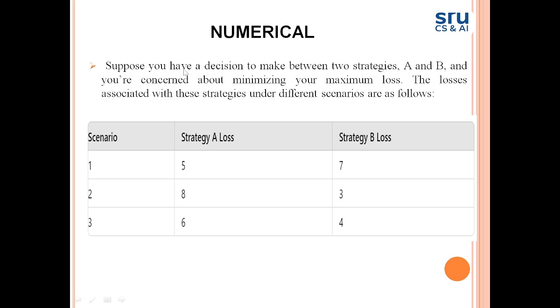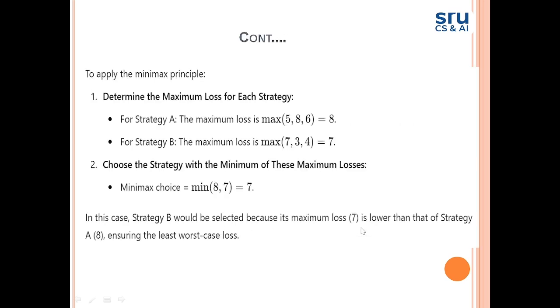Now here, suppose you have a decision to make between two strategies A and B, and you are concerned about minimizing your, say, maximum loss. The losses associated with these strategies under different scenarios are as follows. Scenario one, strategy A loss is given, and similarly strategy B loss is given. For scenario 2, strategy A loss is given and strategy B loss is given. For scenario 3, strategy A loss is given and strategy B loss is given.